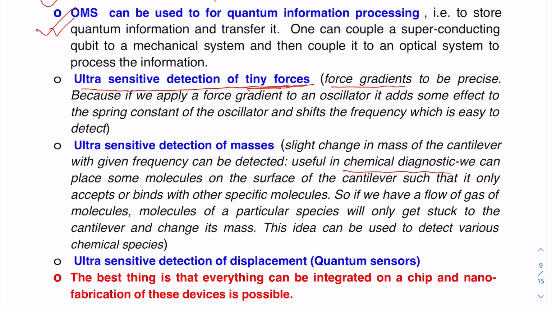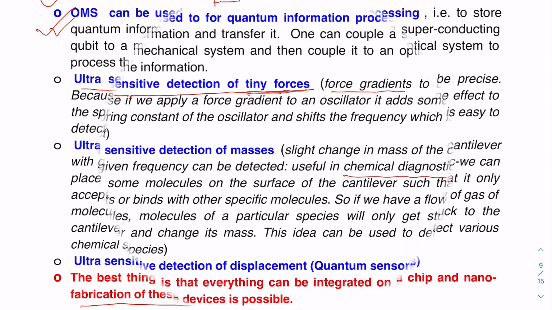So what I want to say now is that the primary advantages of optomechanical platforms over others are the small size, high quality factor, and because of the high quality factor, information can be stored for a very long time, and its integrability to various other systems, as I explained earlier. And the best thing is that everything can be integrated on a chip, and nano fabrication of these devices is very much possible.